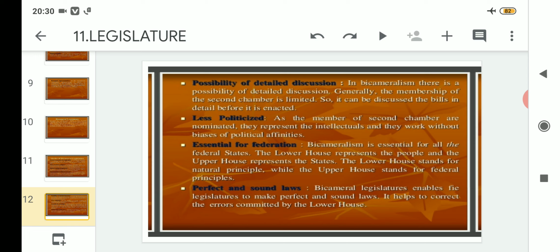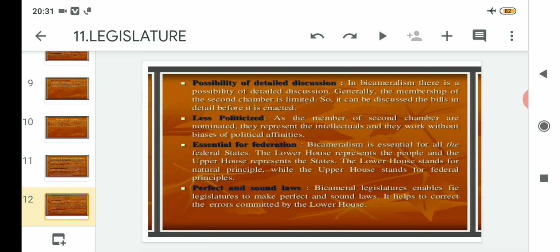That means, as there are two houses, the upper house and the lower house, there is always a possibility that before a law is enacted or brought into effect, they can have a thorough discussion on that particular law, and this discussion can be made in both the houses. After that, when there is a positive note to pass the bill or law, that can be done. Everything can be solved through discussion, and in bicameral legislature there is a possibility of detailed discussion on every topic.